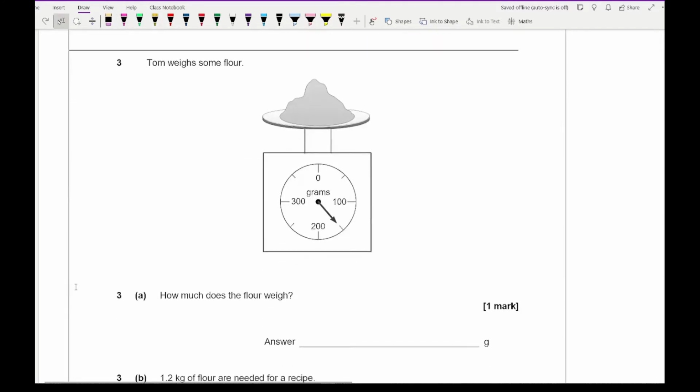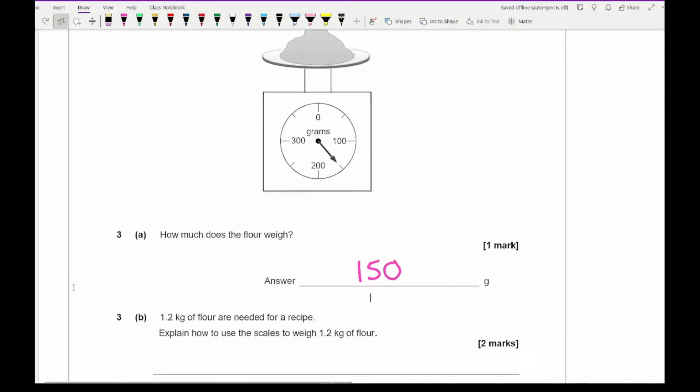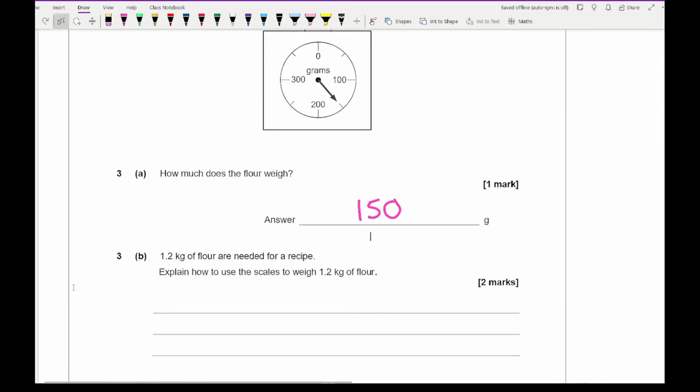Moving on to question 3, it says Tom weighs some flour. It asks how much does the flour weigh? So what we need to do is look at this scale and have a look at what it is, and you should find that it's the number between 100 and 200, which is 150. For question 3b, it says 1.2 kilograms of flour are needed for a recipe. Explain how you can use the scale to work out 1.2 kilograms of flour.